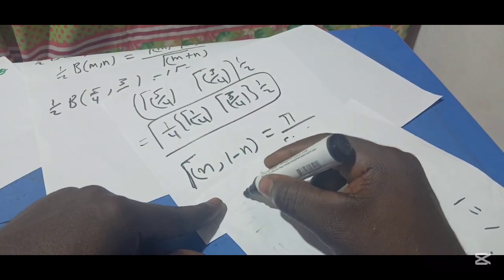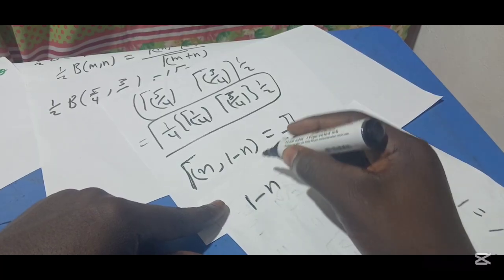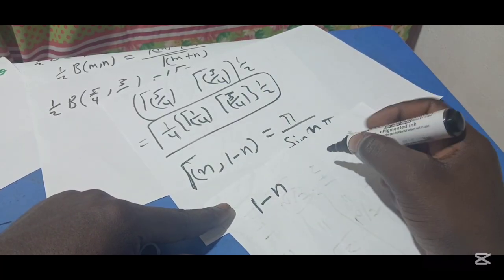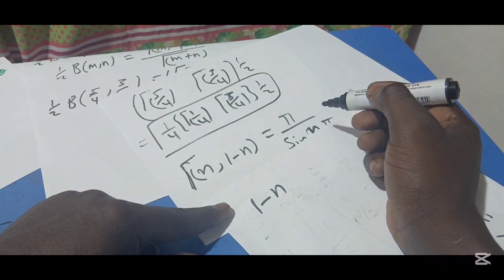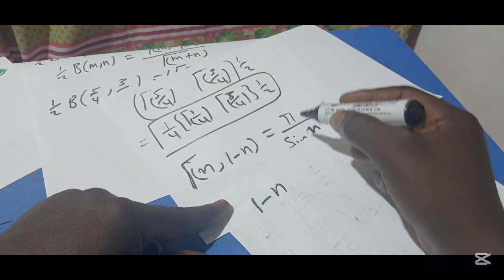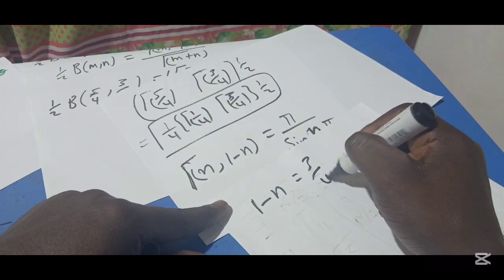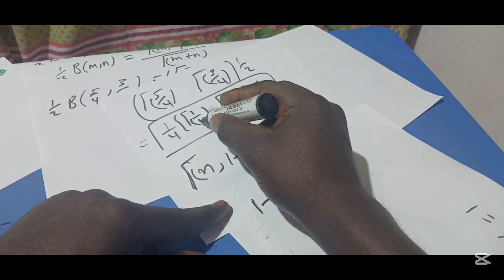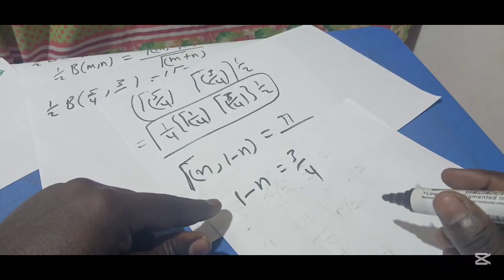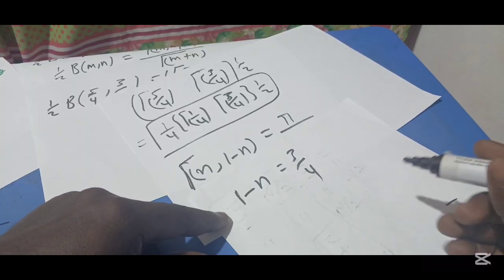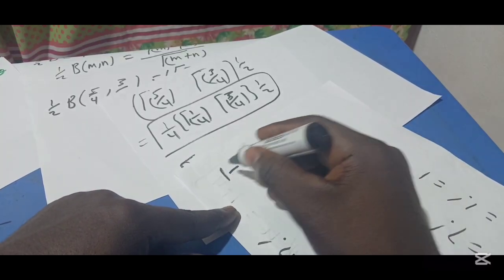I will just take 1 minus n and equate it to any of these here, looking for my n. What I would like is to equate it to 3 on 4. Either 3 on 4 or 1 on 4, you will get the same result when we evaluate it. So let's try to solve for n.